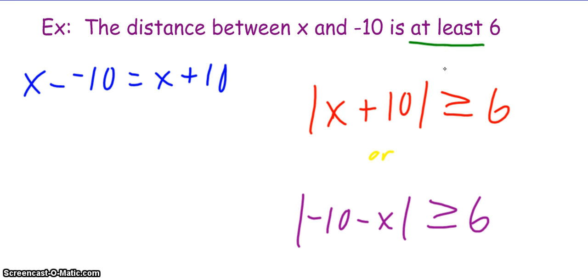The other way to write it is just to switch the order of the values. So negative 10 minus X, absolute value of that is greater than or equal to 6. So either of those would be correct to represent the distance between X and negative 10 is at least 6.